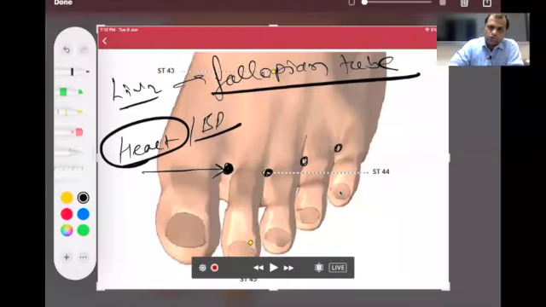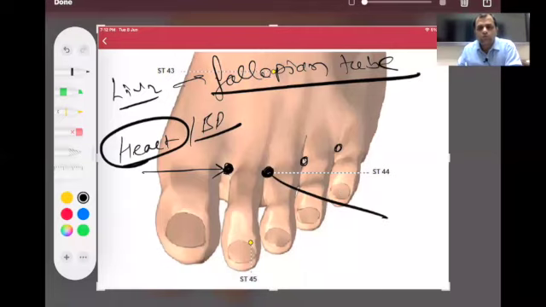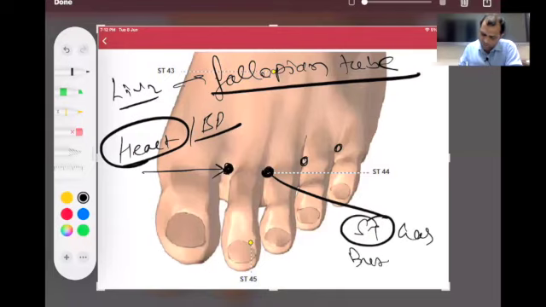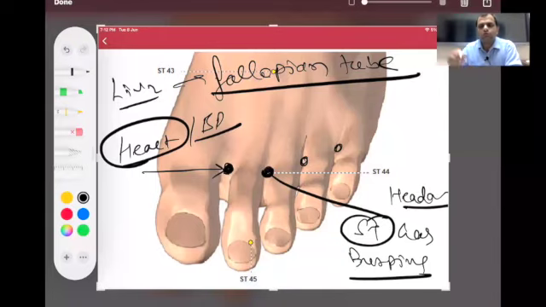Now let's talk about the second point. The second point is very wonderful for the stomach, for gas, for burping, for acidity, for headache. This is the wonderful point for headache. The patient may be coming to you for the headache problem, but he is suffering with gas. So we will cure this problem.